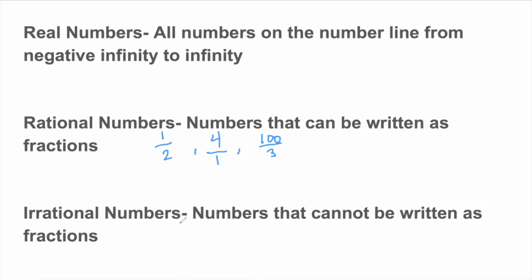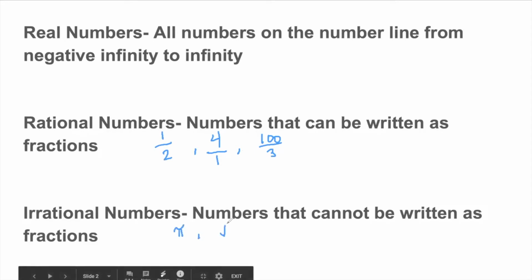Irrational numbers, they cannot be written as fractions. And so that's things like pi, which we know is a decimal that goes forever. Things like the square root of 2, which, again, is a decimal that goes on forever, and thus it cannot be written as a fraction.